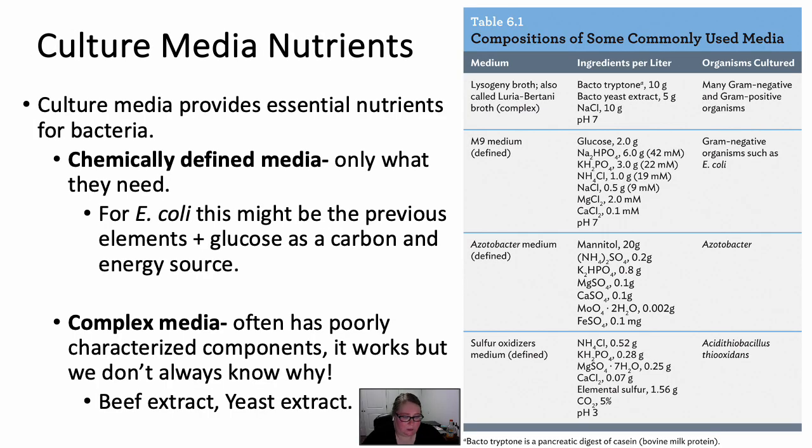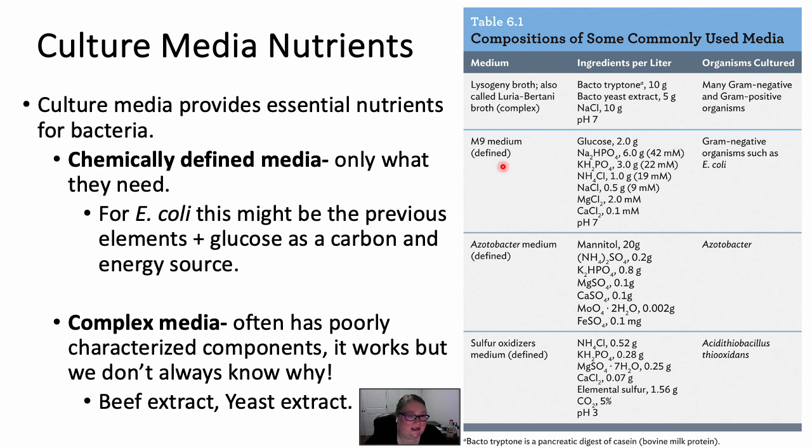So in the previous section, in 6.1, we talked about different types of culture. We talked about synthetic versus complex culture. When we're talking about nutrients, our synthetic media is chemically defined, meaning we only put in what the bacteria need to grow. So for E. coli, we'll need to make sure we have everything from the previous slide, plus glucose to act as a carbon and energy source. That's what we see here in this table with the M9 media.